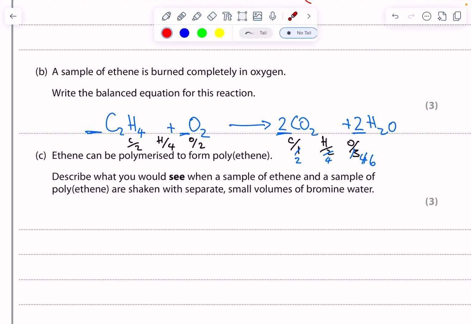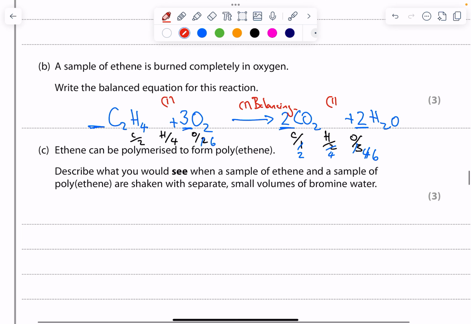So if I just check, my carbons are okay, my hydrogen's okay, but I need to get 6 oxygens on this side. So to do that, I'm going to put a big number 3 in front of that, and I've now got 6 oxygens. There's 3 marks. You get 1 mark if you put the formulas correct on this side, so C2H4 and the O2. 1 mark on this side for CO2 and H2O, and then you get another mark for all the balancing done correctly. Okay, next one.